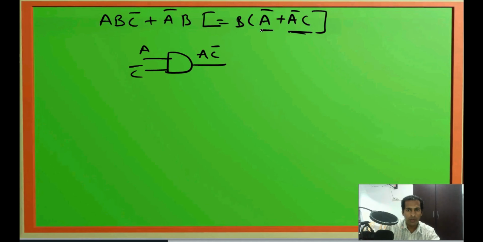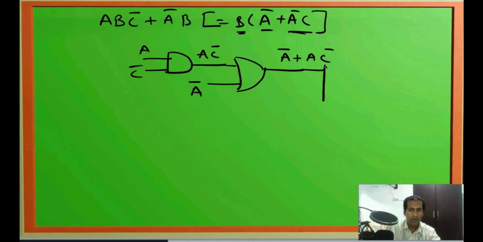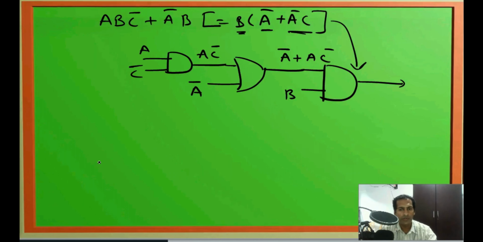Now this should be ORed with A bar. So here we connect one OR gate. Second input is A bar. At the output of this we have A bar plus AC bar. Now this whole term should be ANDed with B. So this one will be ANDed with B, and at the output we will have this expression. So like this hybrid logic can also be reduced.